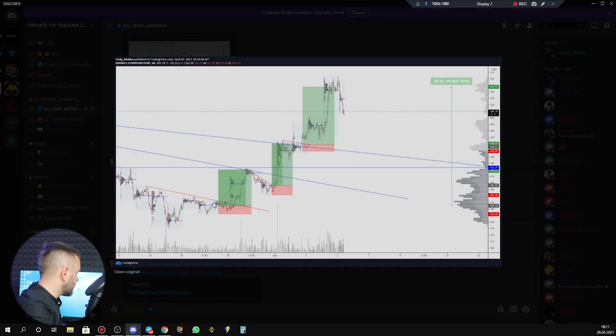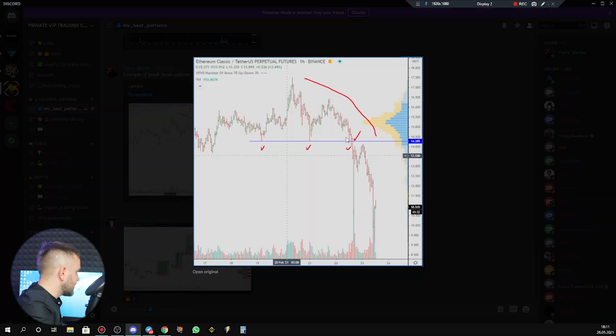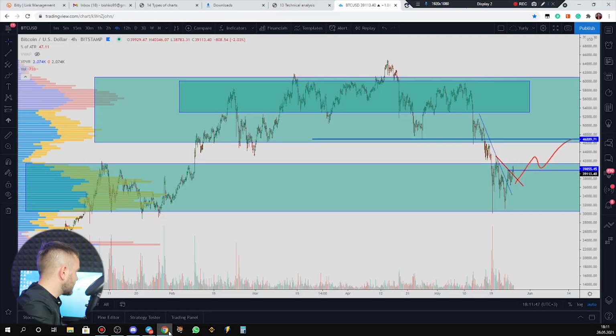Take a look here, a trend line breakout pattern. First, second, third time, three times price gave us the trend line breakout pattern. Three times it played out. Another key level breakout. That's, my friends, technical analysis.